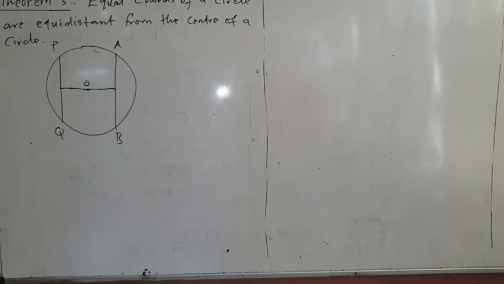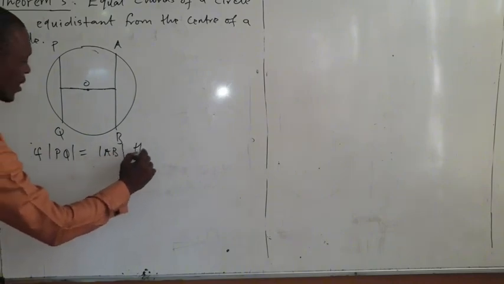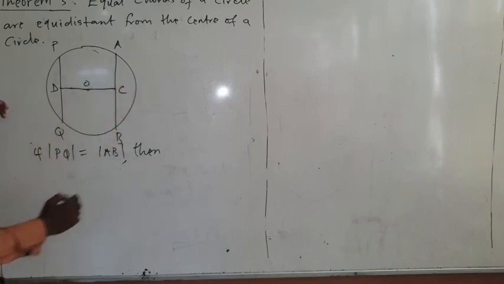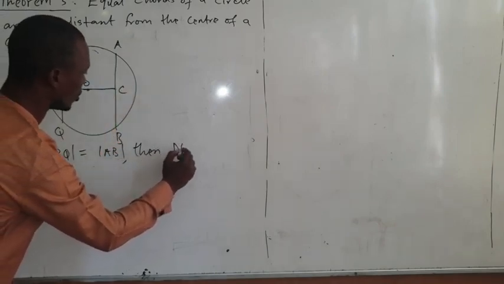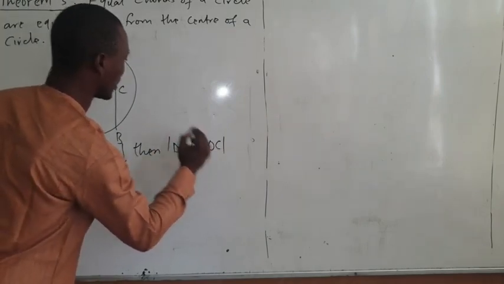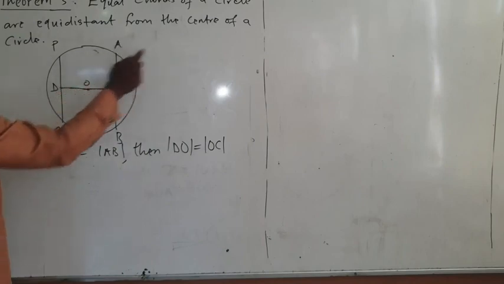So what this theorem is telling us is if line PQ equals line AB, then, let's call these points D and C, DO or OD equals OC or CO. So this is the summary of this theorem. The theorem says equal chords of a circle are equidistant, and equidistant means equal distance, that is from the center of the circle.